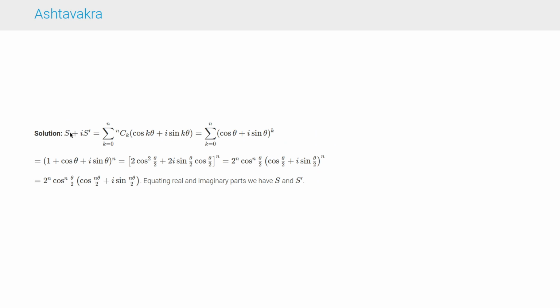So what we do is we take the sums as S plus i S prime, which is equal to sigma k equals 0 to n of nCk (cos k theta plus i sin k theta), which is equal to sigma k equals 0 to n of (cos theta plus i sin theta) to the power k, which is equal to (1 plus cos theta plus i sin theta) to the power n, which is equal to (2 cos square theta by 2 plus 2i sin theta by 2 cos theta by 2) to the power n, which is equal to 2 to the power n cos to the power n theta by 2 into (cos n theta by 2 plus i sin n theta by 2). Now we equate the real and imaginary parts and we get the values for S and S prime.